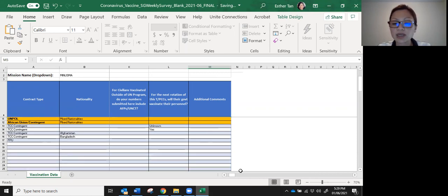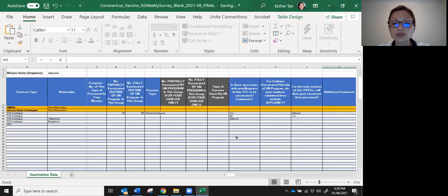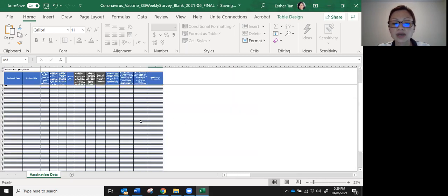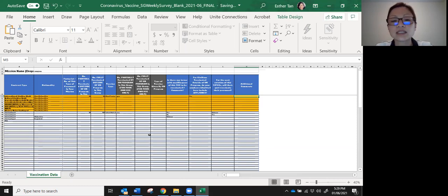So that's it. You can see that we have made many rows for you. If you want to add rows, and if there's not enough, you can continue to add as well, especially those of you with many contingents and many different TCCs there.